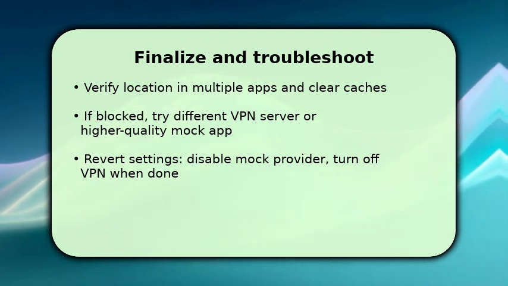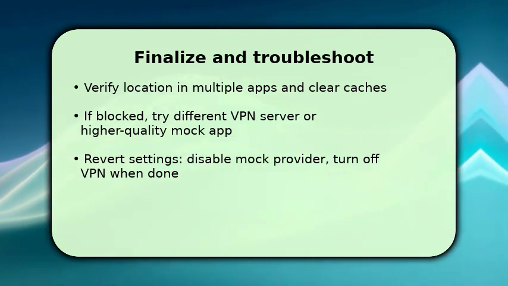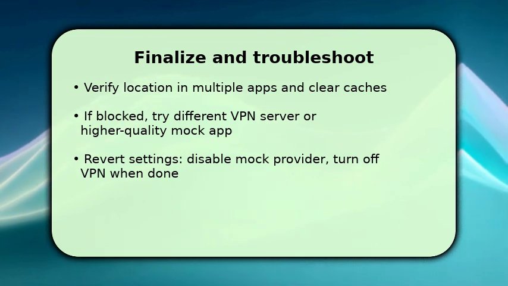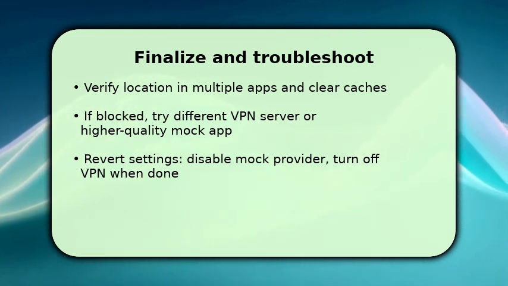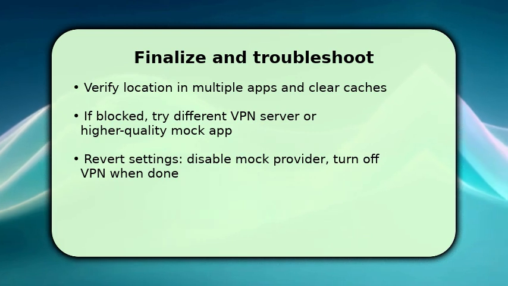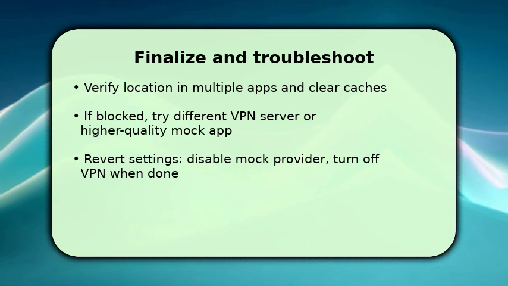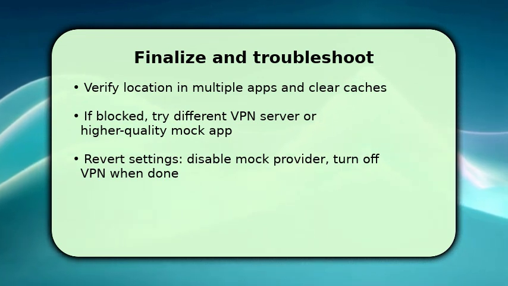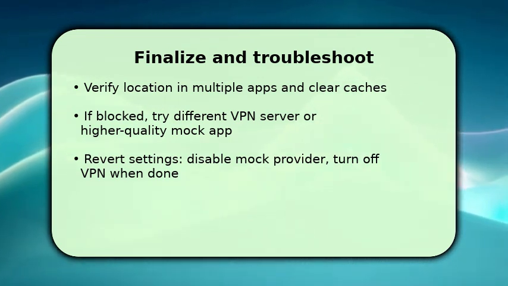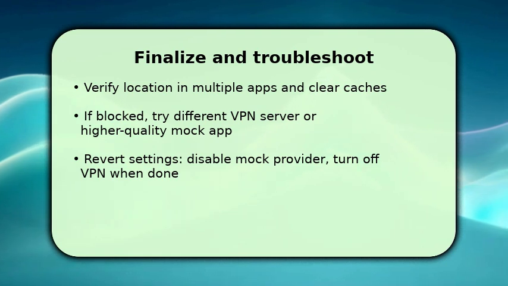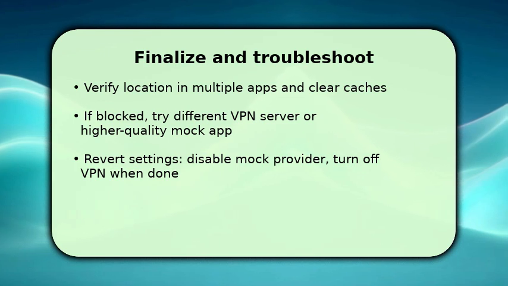If a service blocks you, try switching VPN servers, use a paid VPN for better IP reputation, or choose a different mock location tool because some platforms detect popular free solutions. Finally, when complete, disable the mock provider and VPN to restore normal behavior. And keep one troubleshooting tip in mind. Inconsistent GPS versus IP usually means cached data.